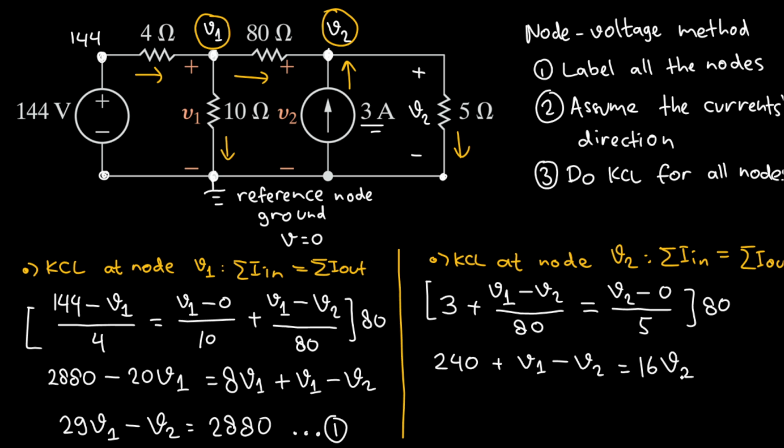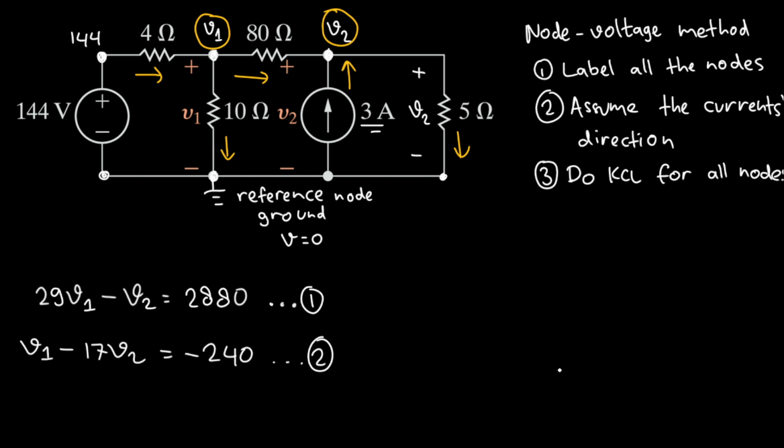Good. Now let's rearrange things. So I will have V1 and then minus 17 V2, right? Because minus 1 minus 16 is 17, and that will equal minus 240. Now we have equation number 2. Okay, so far we have 2 equations and 2 variables. This is a system of linear equations. We should be able to solve this. Okay, maybe let's clean up things and solve it.